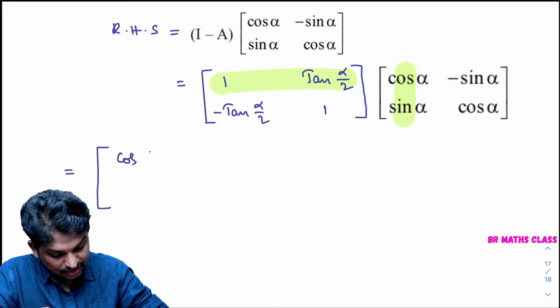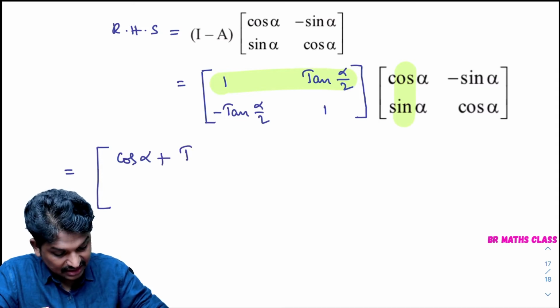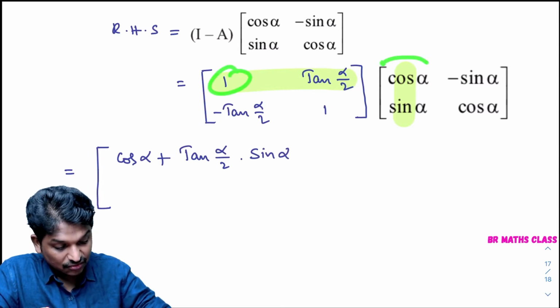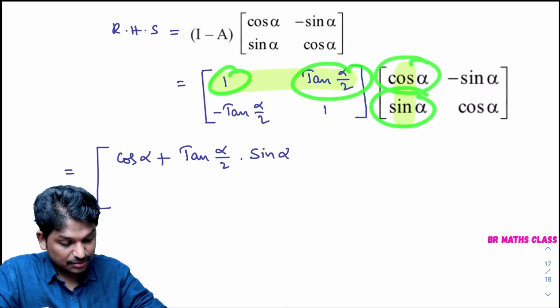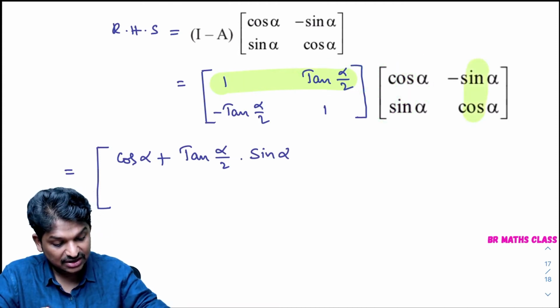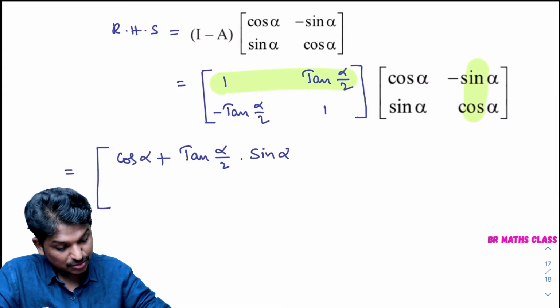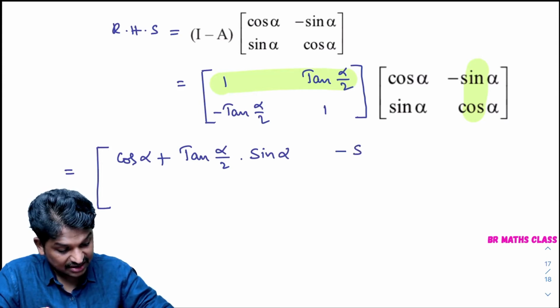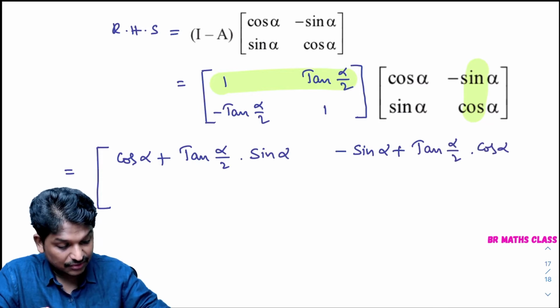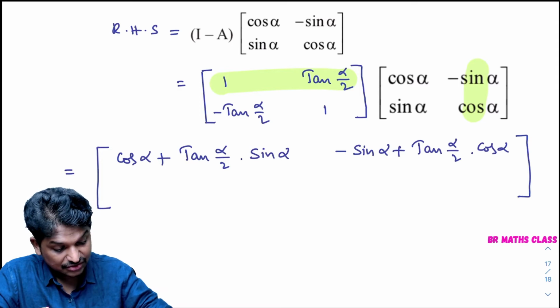First row, first column: 1 into cos alpha plus tan alpha by 2 into sin alpha. I hope you are understanding. First row, first column is over. Next is first row, second column. Multiply the corresponding elements: 1 into minus sin alpha, that is minus sin alpha, plus tan alpha by 2 into cos alpha. First row, second column is also over.